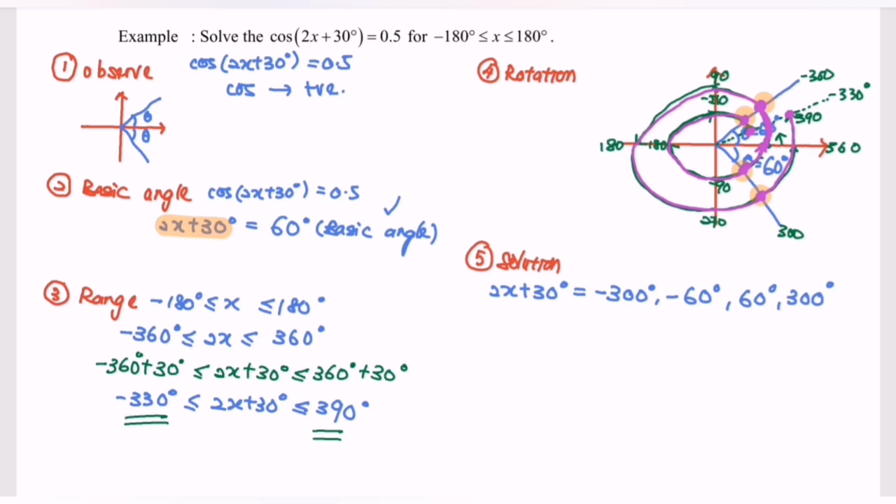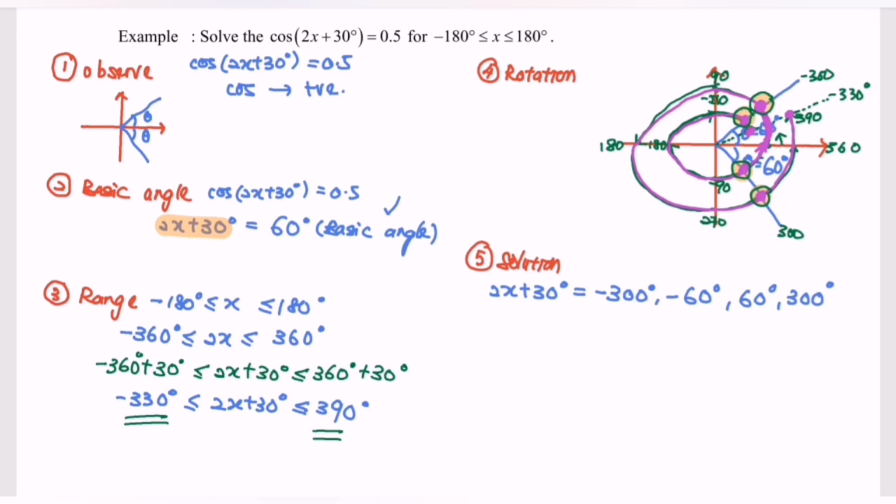So we only find the intersection of the purple color and the blue color line, which is this part as 300, this part as negative 60, this part as negative 300, and this part as 60 degrees.